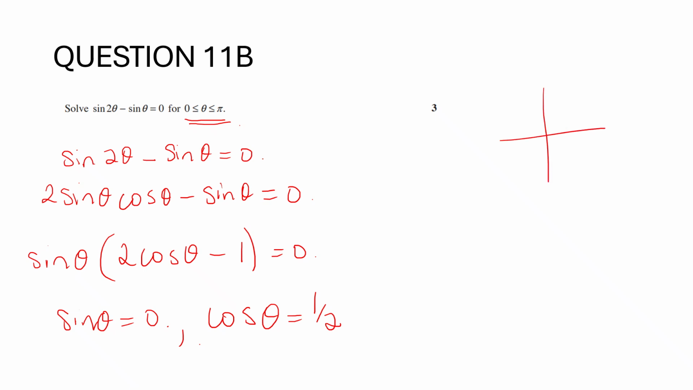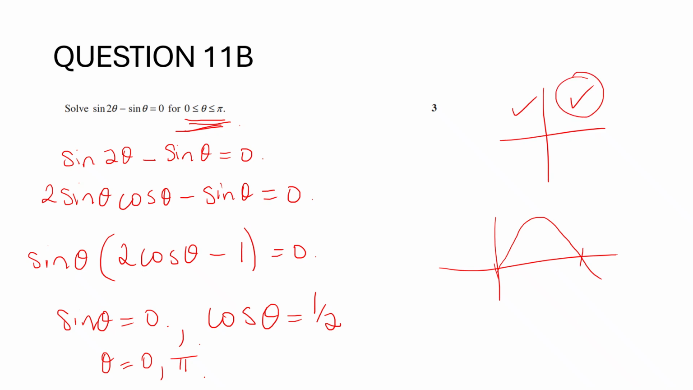All right, now we only want to be in these first two quadrants because of this. And our sine curve looks like this. So it's equal to 0 at 0 and pi. And cos, just in this first quadrant here, if cos theta is equal to a half, then theta is equal to 60 degrees, that's pi on 3. So our solutions are theta is equal to 0, pi on 3, and pi.